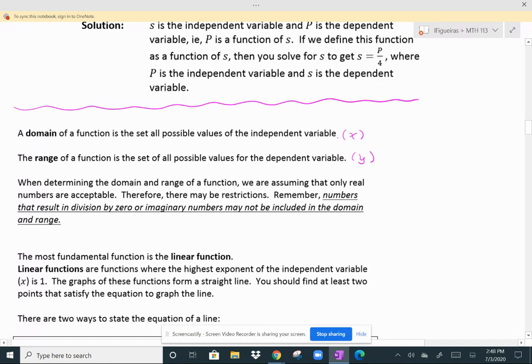That's just common. And so when you're determining domain and range, you're only considering real numbers, not imaginary numbers. So anything that would result in an imaginary result for y would be excluded from the domain. And also any values of x that would result in dividing by 0 would also be excluded from the domain because division by 0 is undefined. So that's where the tricky part comes about. Domain and range is keeping in mind these restrictions.